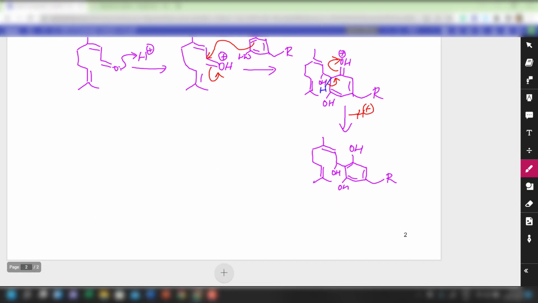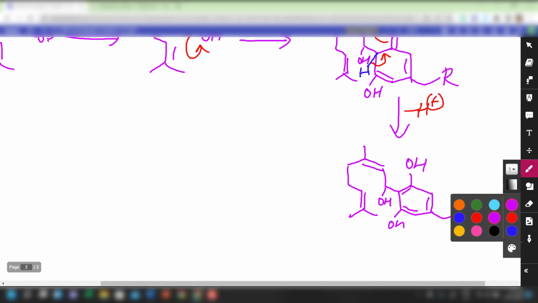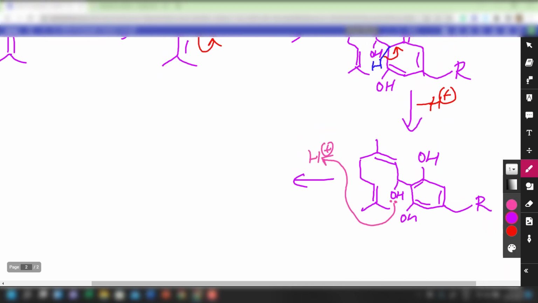Okay, so we need to make use of this clue to help us continue the mechanism. Then of course I'm going to just incorporate a proton here. So this proton is here. Remember that the OH group contains lone pairs of electrons. I'm just going to protonate the OH group, because that is probably the only group which can be protonated.